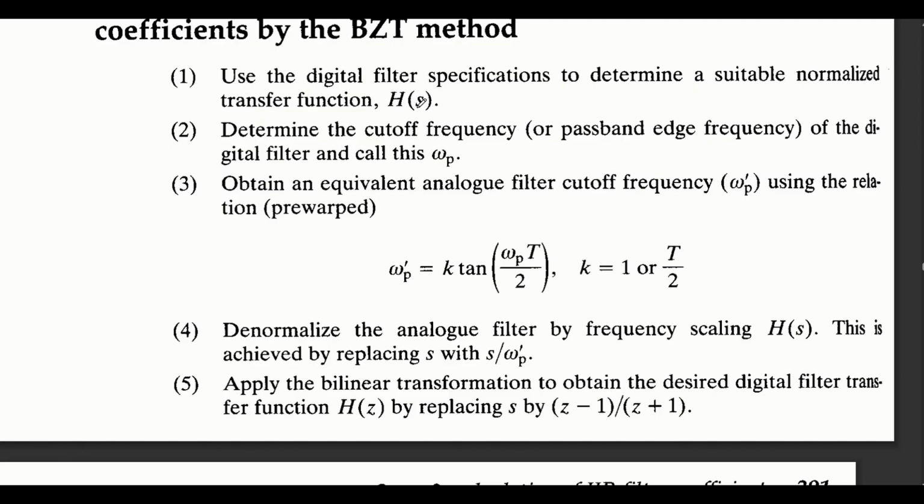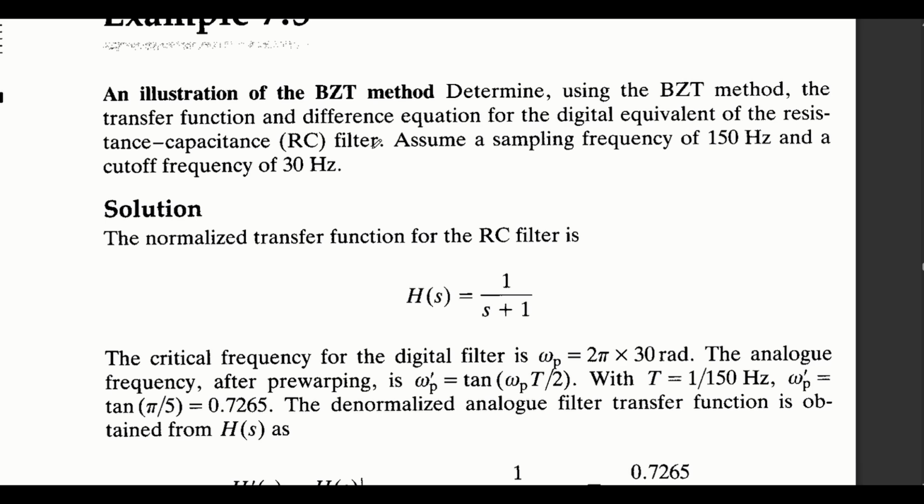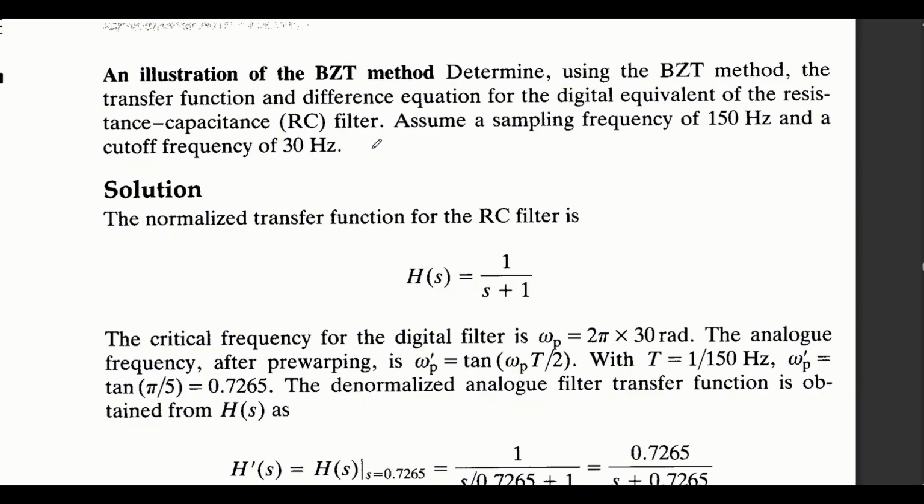Okay, it's a lot of talk, but let's try to solve an example so that you don't get bored with the details. For example, we have this question. It says: determine, using the bilinear Z transform method, the transfer function of the difference equation for the digital equivalent of the resistance-capacitor filter. So you have an RC network, assuming the sampling frequency is 150 hertz.